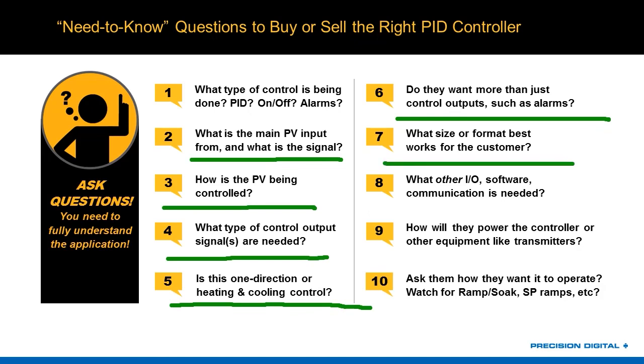Size and format is an important one. In many locations you already have PID controllers, and you don't want to try to replace a broken 1/16 DIN PID controller from 20 years ago with a 1/4 DIN PID controller that doesn't fit in the hole. So do yourself a favor and know the size of the thing you're trying to replace, or know what's already in the panel, because that way it's going to be an easy swap out.